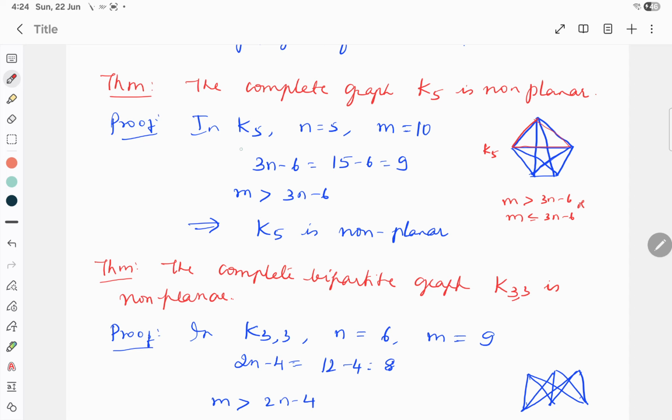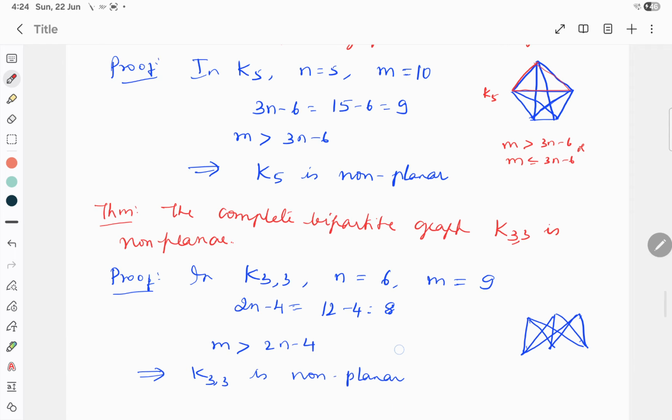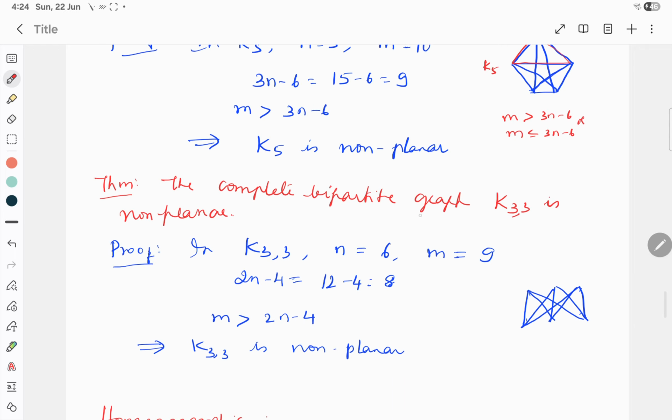So here in this case, K5, the number of vertices n is 5 and the number of edges is 10. So 3n minus 6 is 15 minus 6, that is 9. So 10 is greater than 9. So this implies that K5 is non-planar. We also proved this by trying to draw this graph without crossing of edges, which is not possible. Hence it is non-planar. Now the complete bipartite graph K3,3 is non-planar.